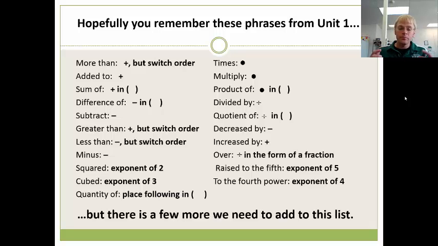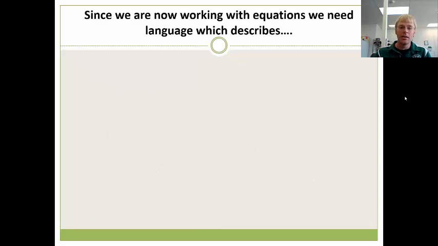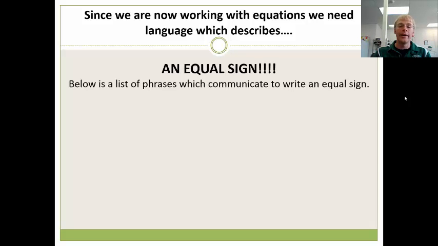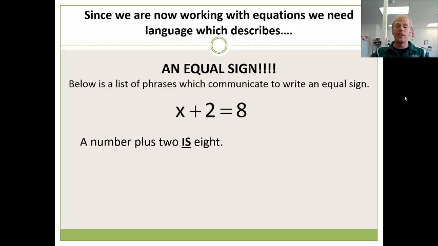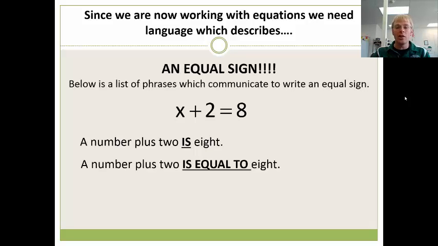So, this is a pretty long list, but there are still a few more phrases we need to add here because when we're working with equations, we need something that's going to describe an equal sign, right? Now, we're going to see an example below. We're going to go through kind of a list of phrases which would communicate to somebody that they need to write an equal sign. So you can see a number plus 2 is 8. A number plus 2 is equal to 8.